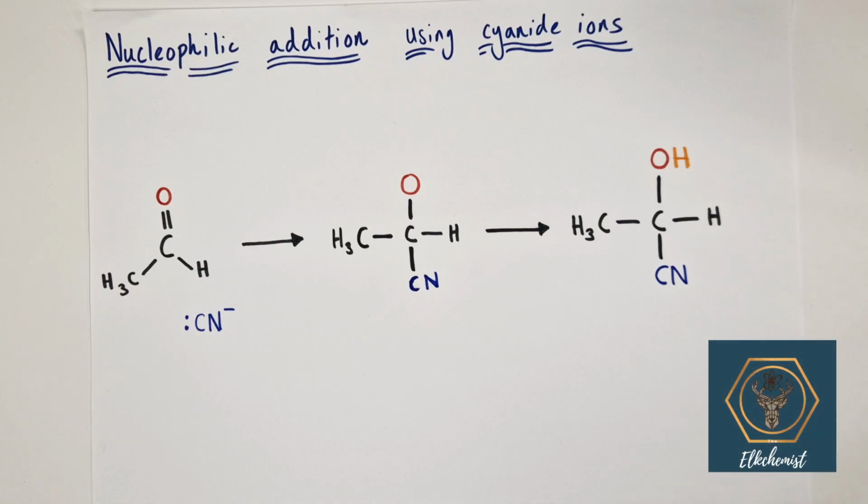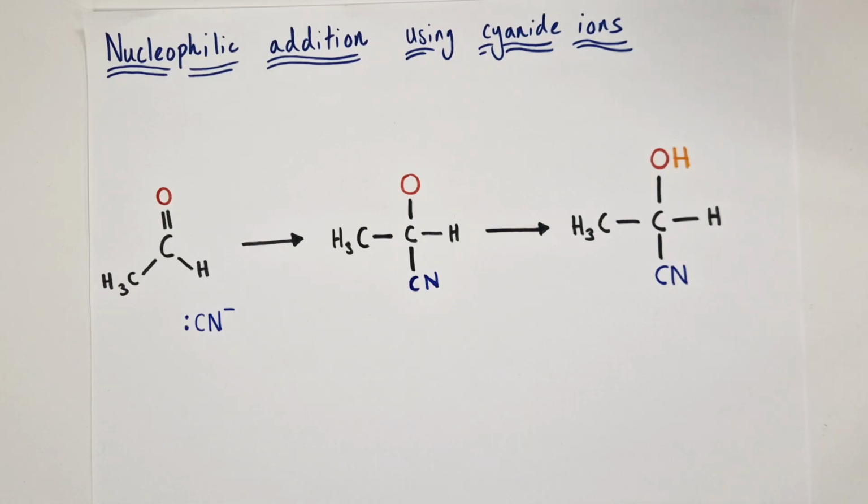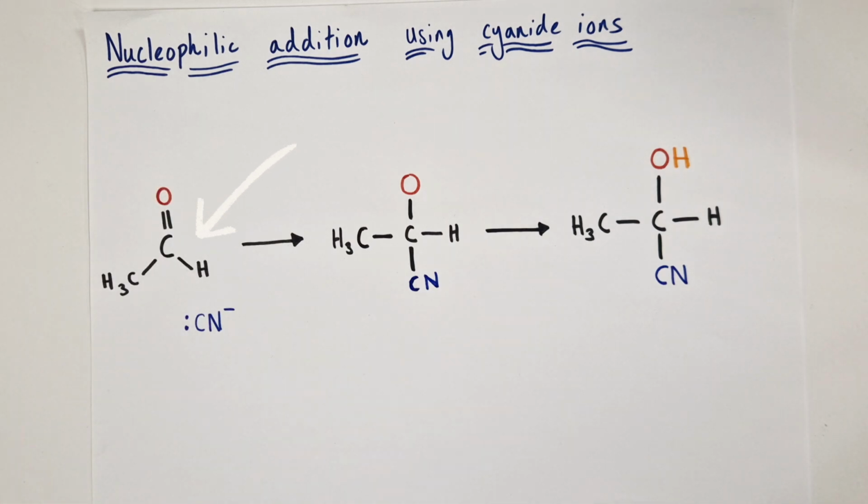Hi there, welcome to this Alchemist chemistry video looking at the nucleophilic addition mechanism using cyanide ions. Now, the first thing we're going to look at in this process of looking at the mechanism is the nature of the carbon-oxygen double bond, or carbonyl group, found within this particular aldehyde molecule.